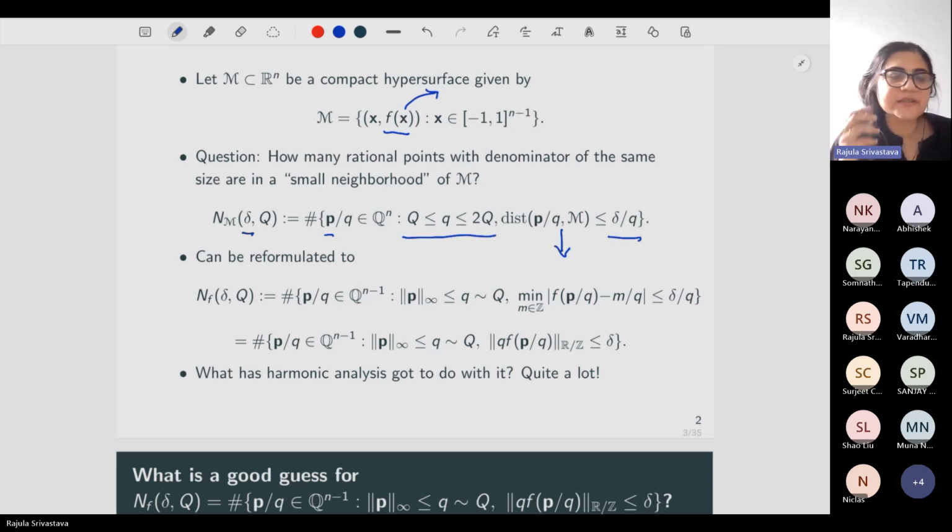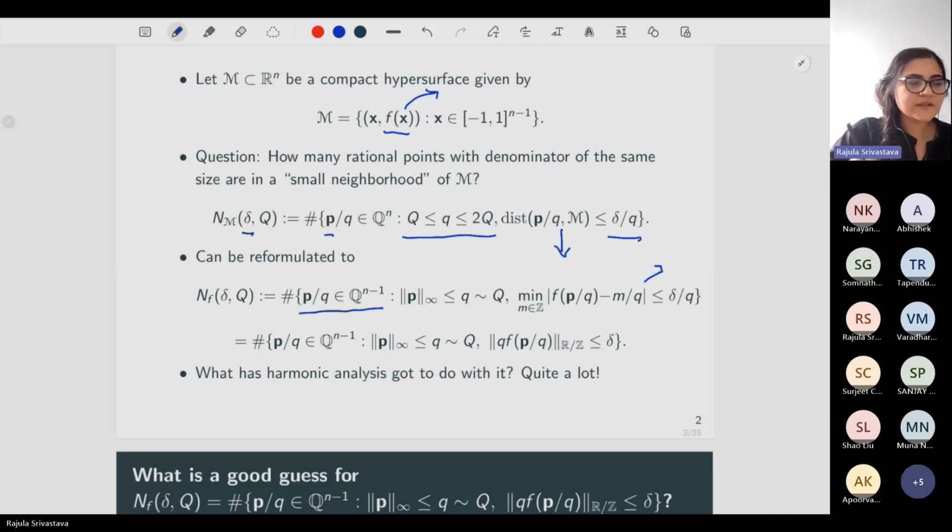So I've reformulated this function over here, and there are three conditions. Let's see the first one. When I'm looking at a hypersurface, the idea is my first n-1 coordinates are free. I can choose them. So that's why, now I'm looking at the first n-1 coordinates. So I have a rational number of dimension n-1, okay?